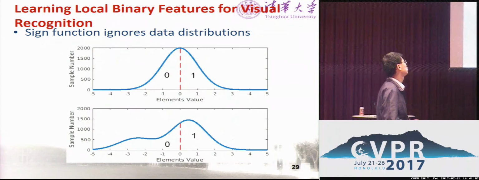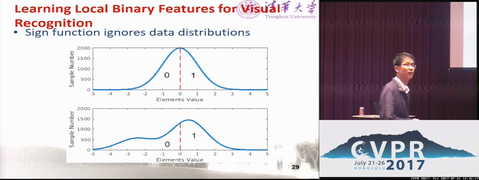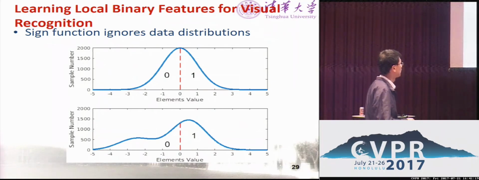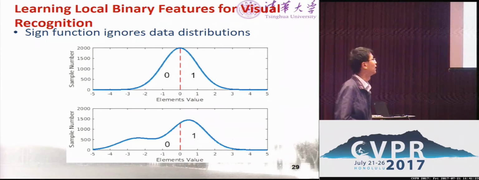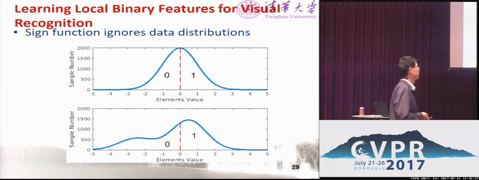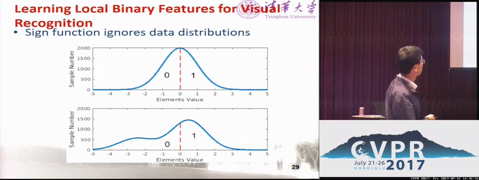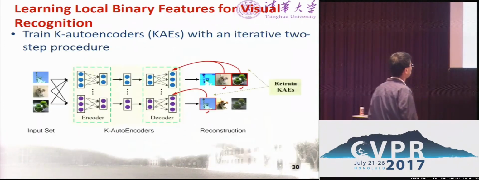So what we want to do is handle some complex distribution. We want to model the distribution of the local patch with a Gaussian mixture model. Then we can do the thresholding at different thresholds, and get a better binary code. This paper will be presented the day after tomorrow.